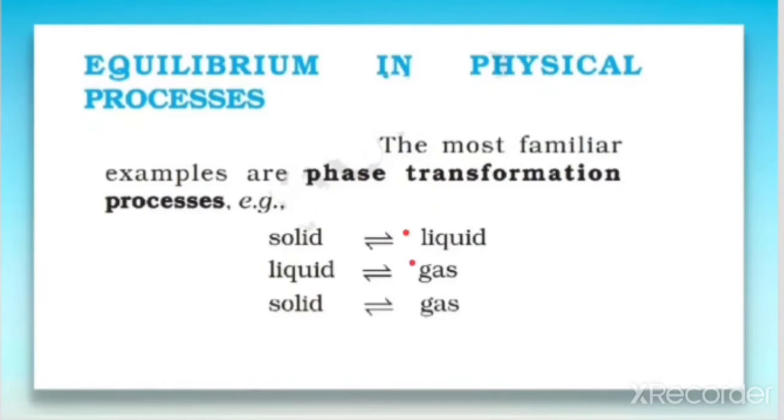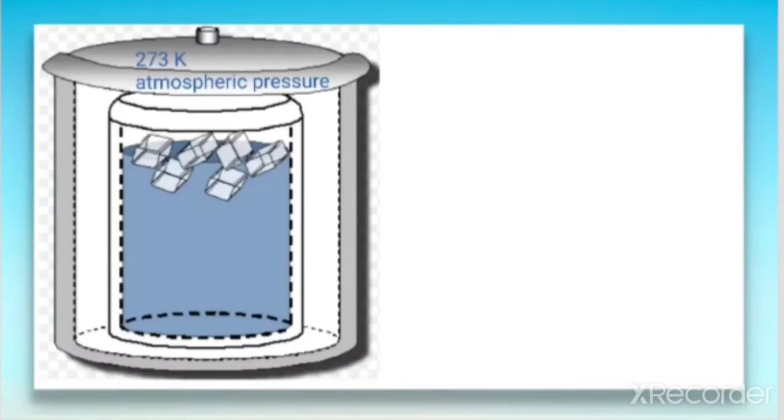The two arrows in opposite directions show the equilibrium stage, where the process is taking place in both directions. So we have solid-liquid equilibrium, then liquid-gas equilibrium, then solid-gas equilibrium. So let us discuss these equilibria in detail. First, solid-liquid equilibrium. In order to explain this equilibrium, consider a solid, that is ice, kept in water.